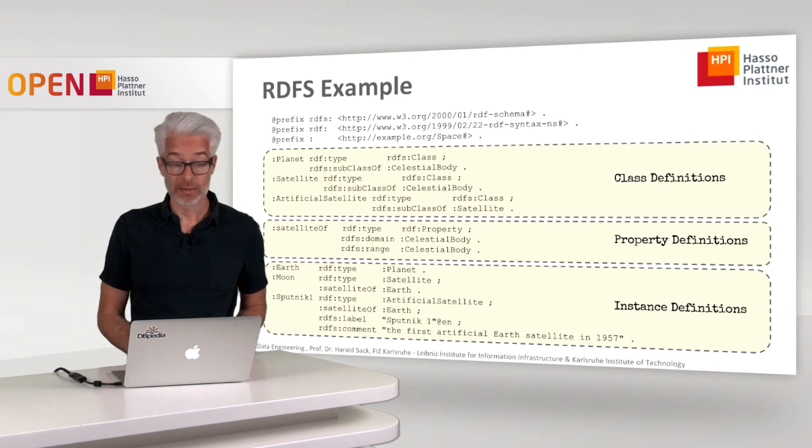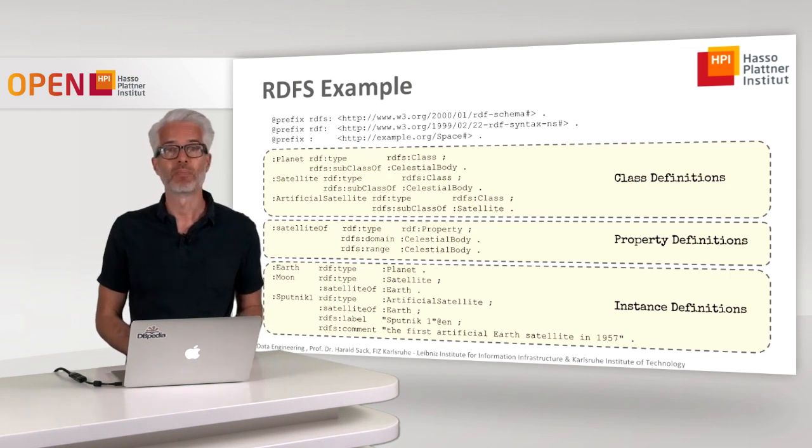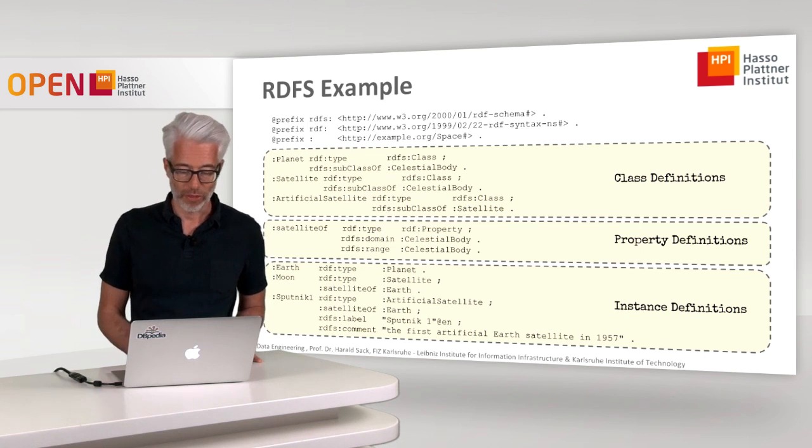Let's have a look at the instances. We define Earth to be a planet, and then we define Moon to be a satellite, and it's a satellite of Earth. And then we define an artificial satellite, which is called Sputnik 1. So Sputnik 1 is the URI of an artificial satellite. And we say this is also, or has been, a satellite of Earth.